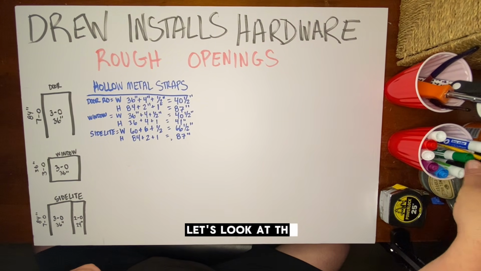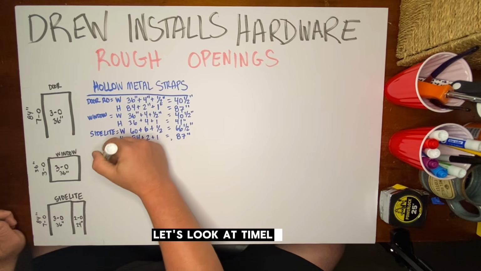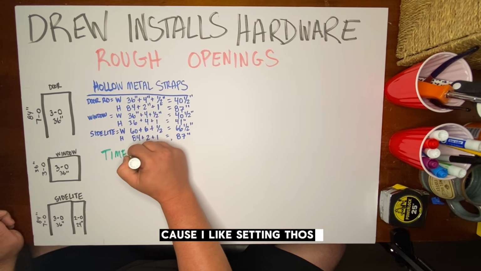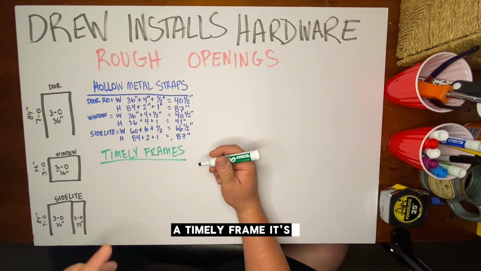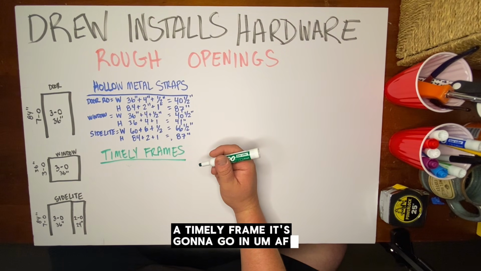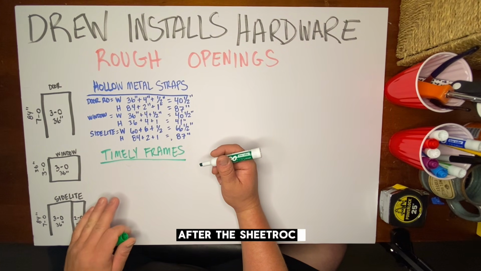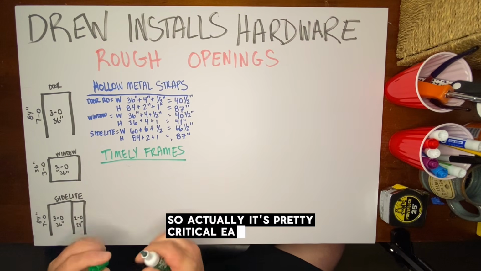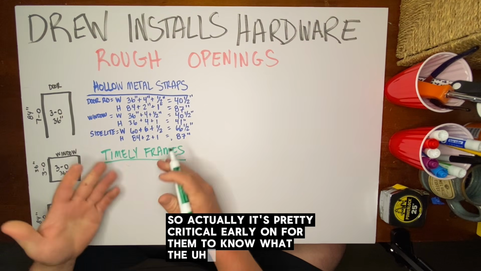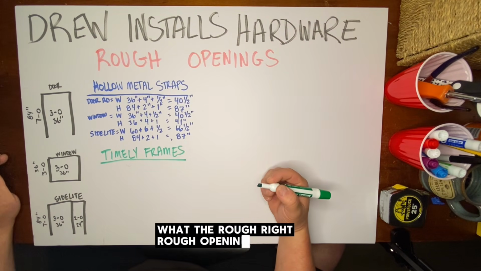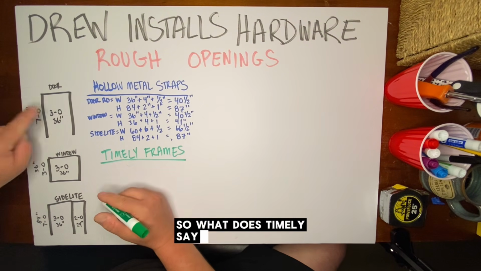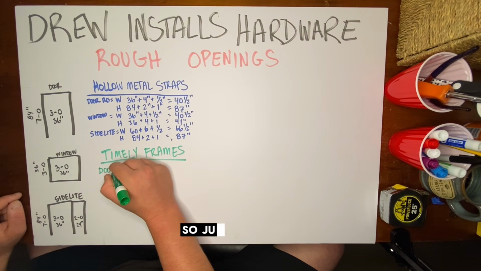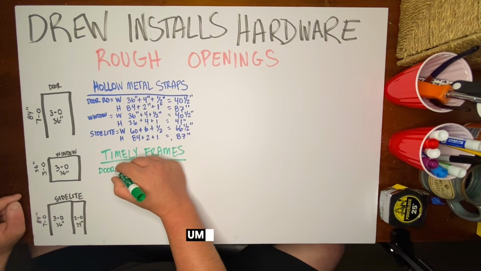What's next? Let's look at the timely frame. Let's look at timely frames because I like setting those. Those are fun to set. A timely frame is going to go in after the sheetrock. So actually, it's pretty critical early on for them to know what the rough opening is going to be, isn't it? Okay, so what does timely say for just a regular door? So just a door's rough opening.